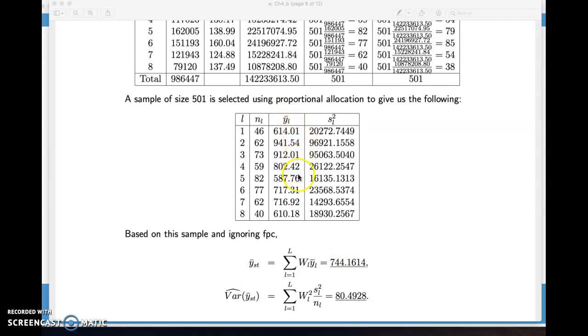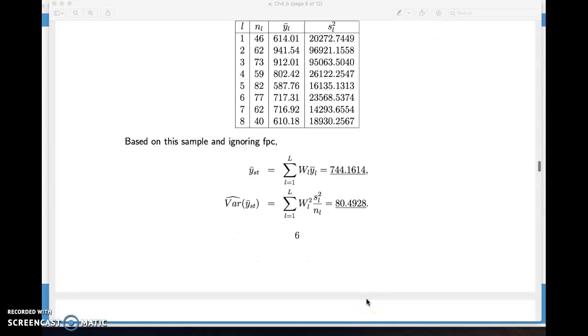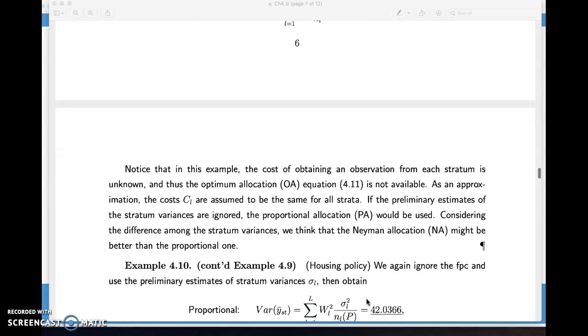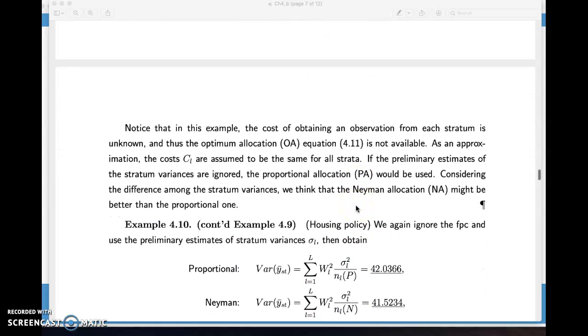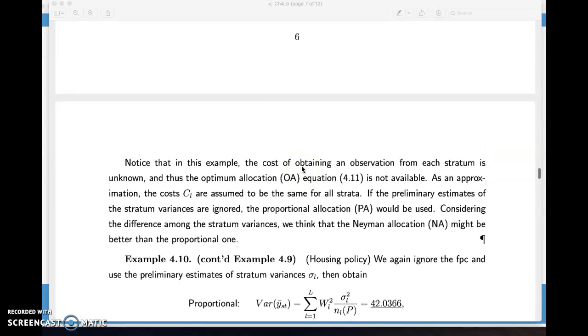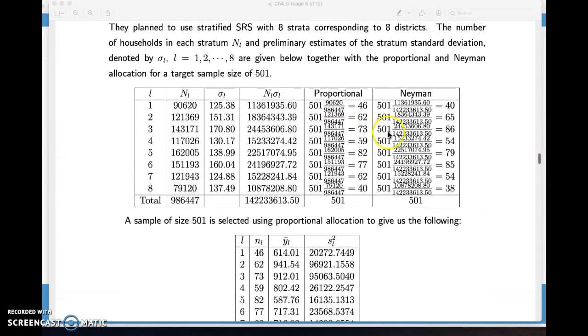It's just like adding up all of the Y bar, weighted by the population size or weighted by the sample size, which are the same under the proportional allocations, and the estimated variance is around 80.4928. Since the costs are not given in this question, we can't perform the optimal allocations.